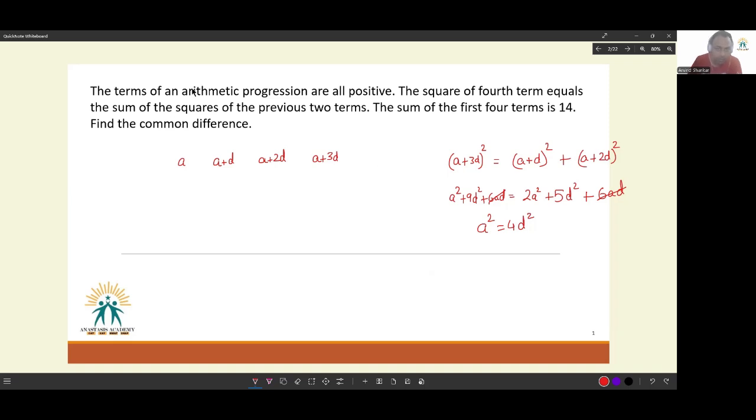Remember, both of these are positive because all the terms of the arithmetic progression are positive. So we can take the positive square roots on both sides, and a is equal to 2d. If a is equal to 2d, the series that we have now is 2d, 3d, 4d, and 5d. The next piece of information is the sum of the first four terms is 14. 14d is equal to 14, so d is directly equal to 1, which is the answer to this question. This is what the question was seeking.